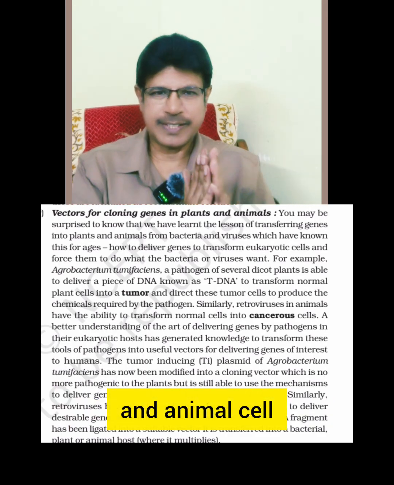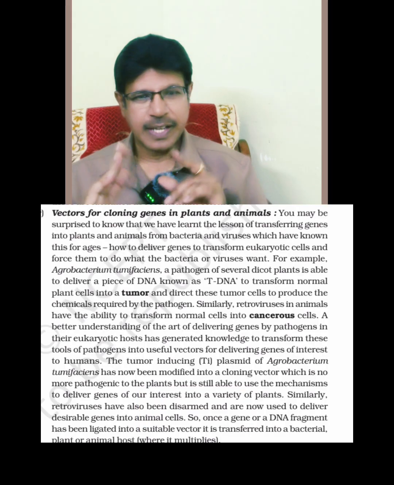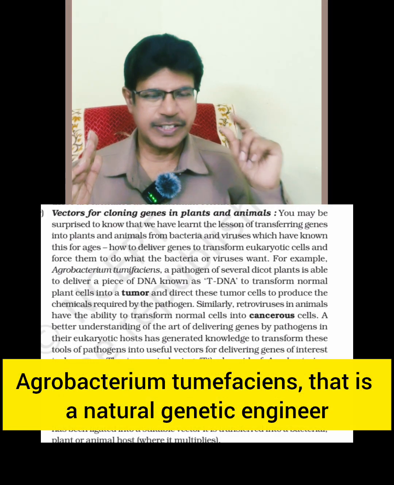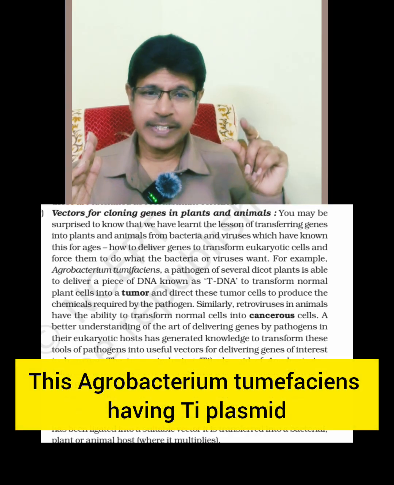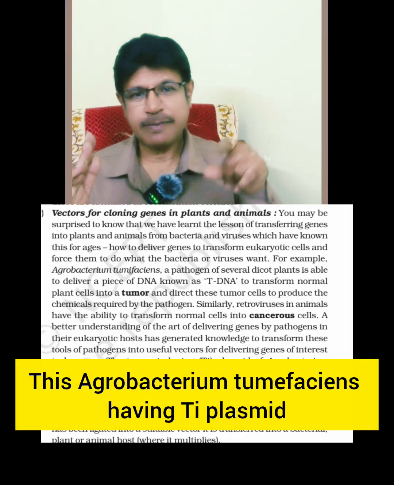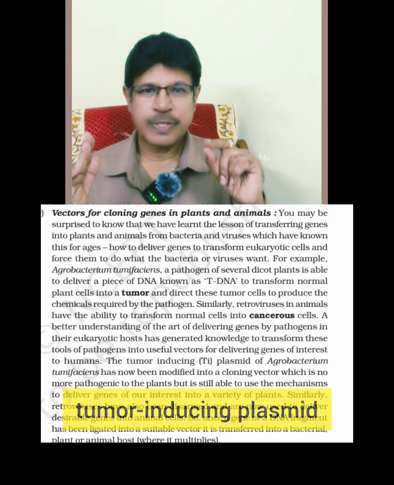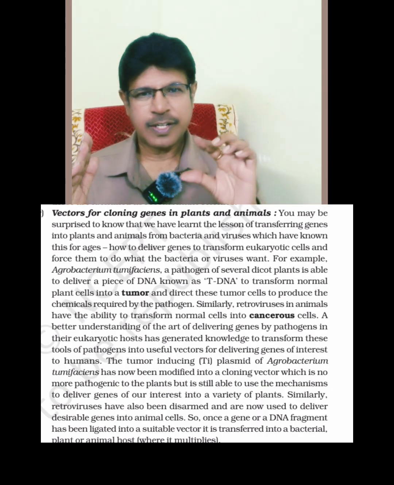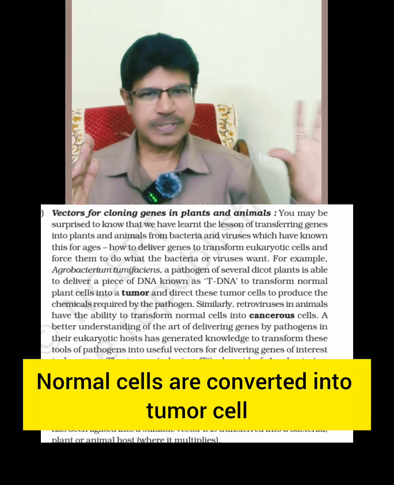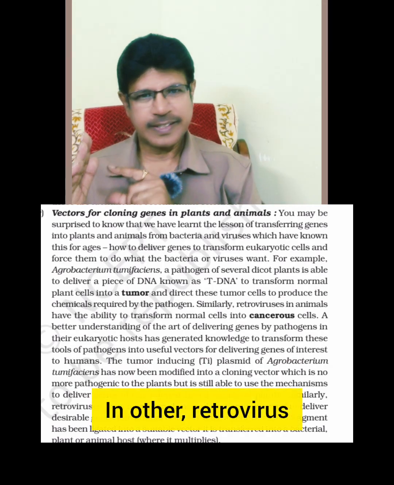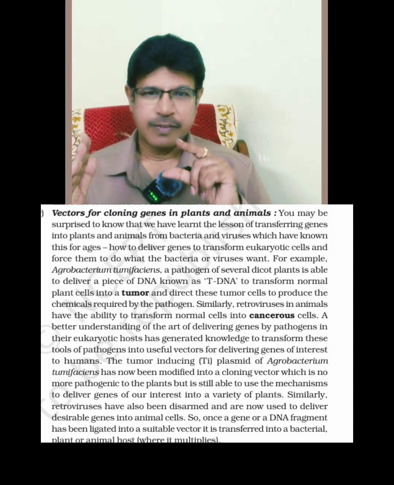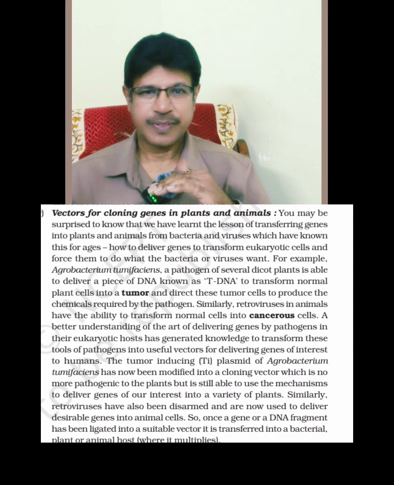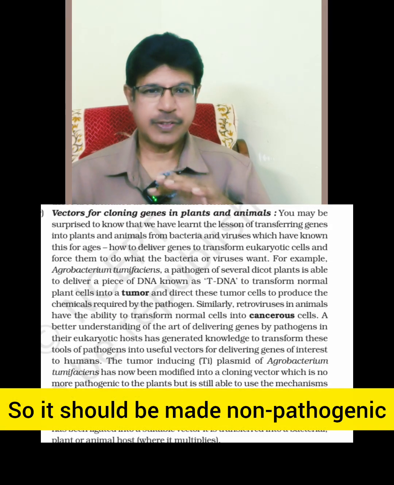If you modify the tools, we can use them as a vector to deliver the gene of interest into plant and animal cells. First one, Agrobacterium tumefaciens, a natural genetic engineer. This Agrobacterium tumefaciens has the Ti plasmid, the tumor-inducing plasmid. It is a pathogen for several dicots. Normal cells are converted into tumor cells. Similarly, retrovirus converts normal cells into cancer cells. Both are pathogenic, so they should be made non-pathogenic.